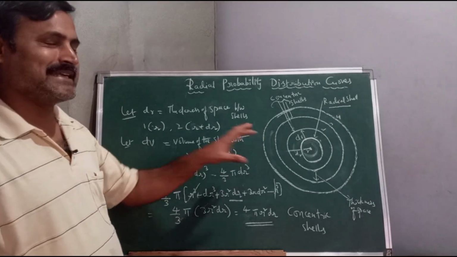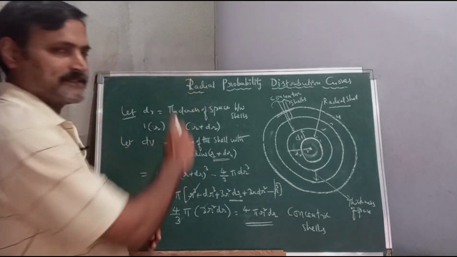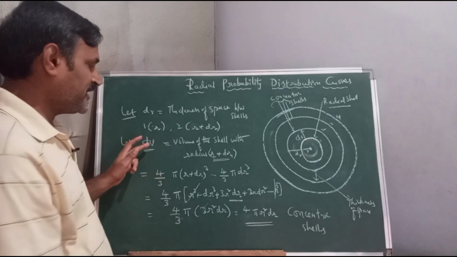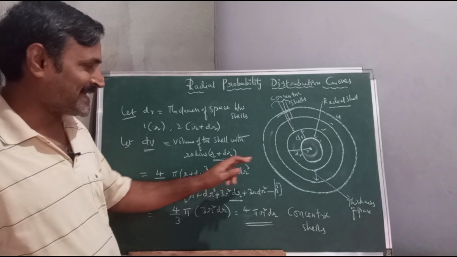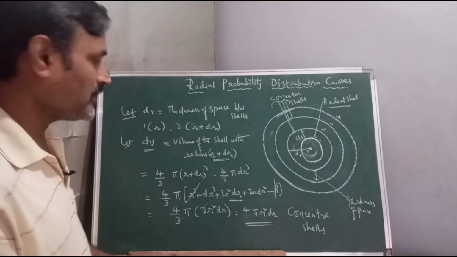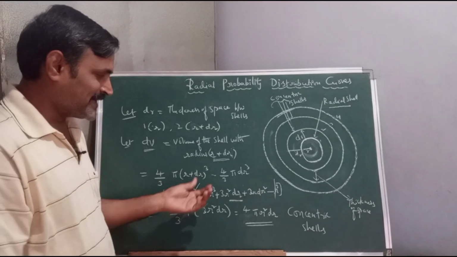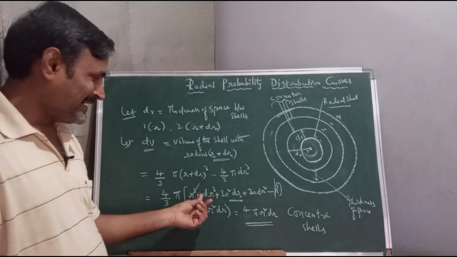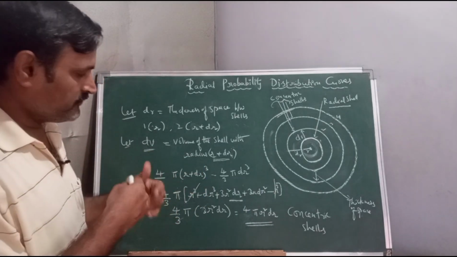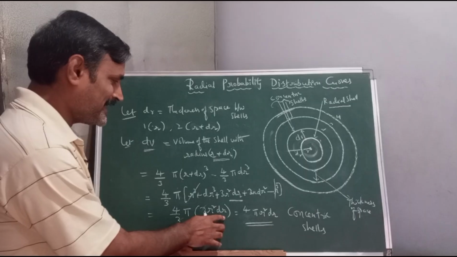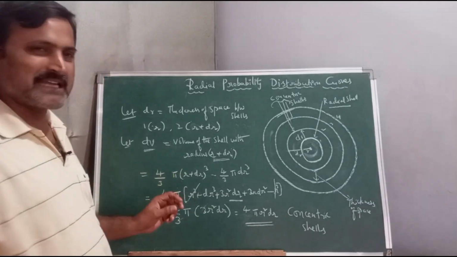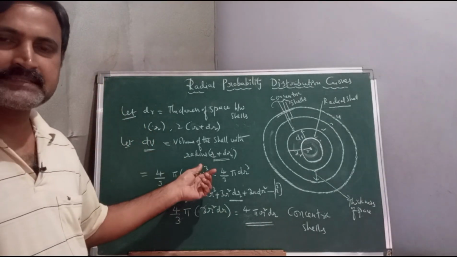Now, why consider this? Because we should know what radial probability is. In calculating it, the volume between the spaces should be calculated by excluding the volume of the inner sphere, that is 4/3 pi r cube. Since dr is a very small radius, dr square and dr cube terms coming in the expansion of r plus dr whole cube will be neglected, and we only consider r square dr. After that, we get the expression 4 pi r square dr as the volume of the shell with radius r plus dr.